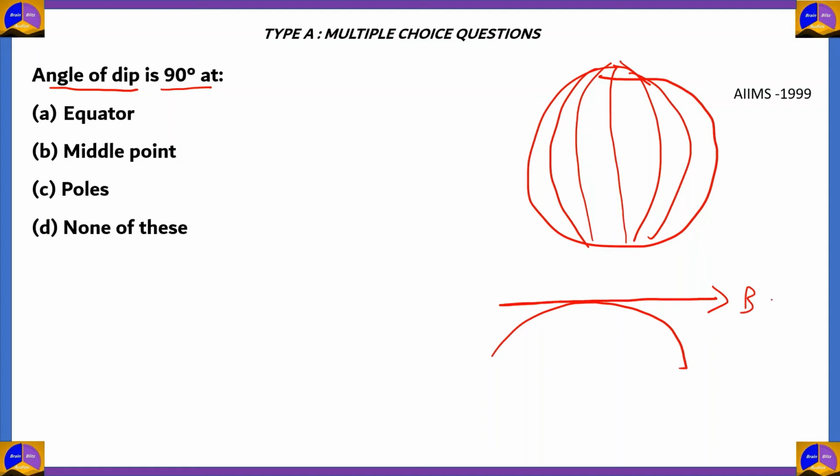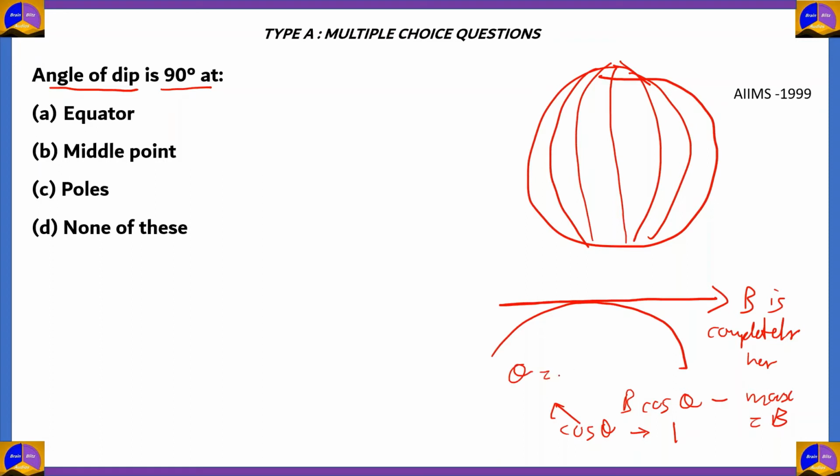So the magnetic field is completely horizontal. Therefore, B cos theta is maximum, which is equal to B. For B cos theta to be equal to B, cos theta has to be equal to 1. So therefore, theta here is 0 degrees. The angle of dip is equal to 0 degrees. So option A is incorrect.